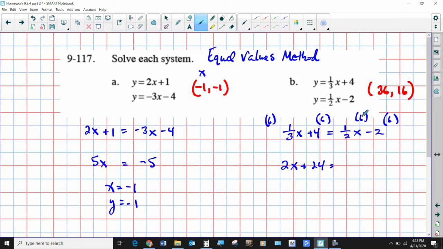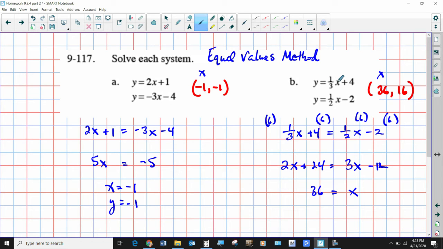And on the right side, 1/2 of 6 is 3, so it becomes 3x. And then 6 times -2 is -12. So this is a much easier problem to solve. I think I'm going to add 12 to each side. Then I'm going to take away 2 x's from each side, and that means that x is equal to 36.